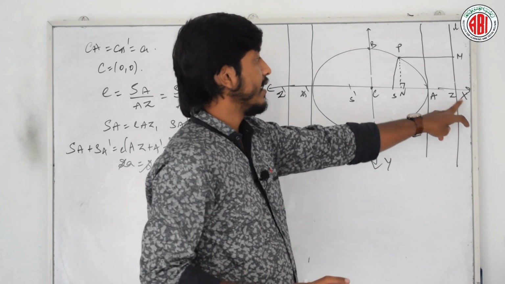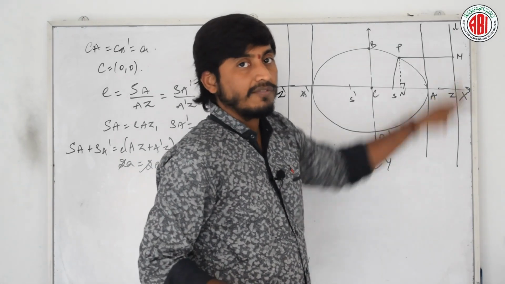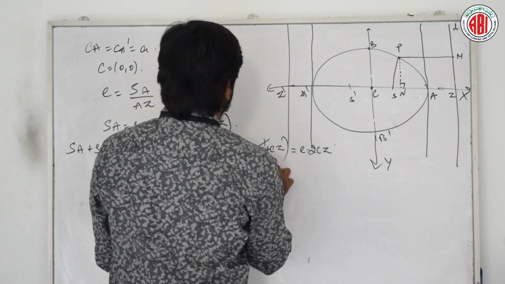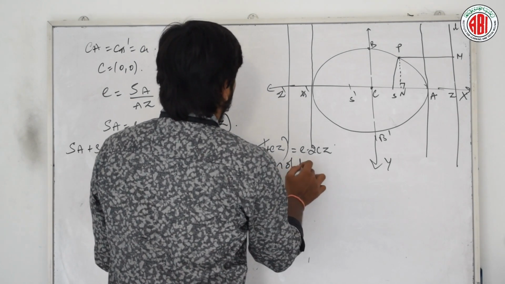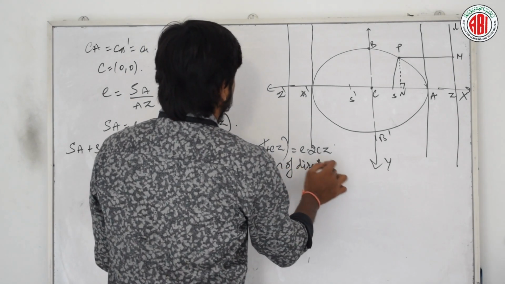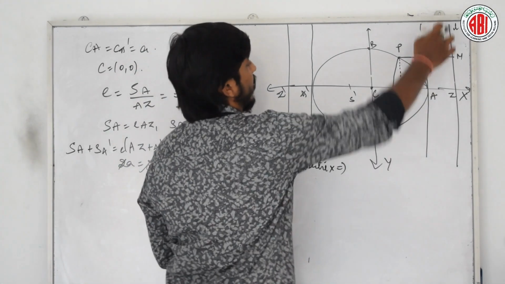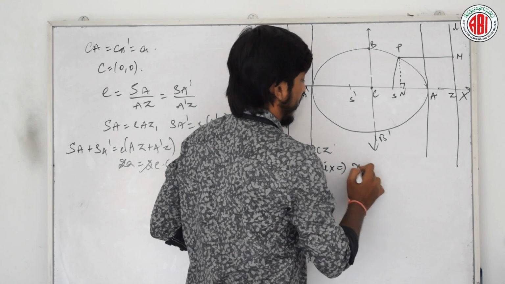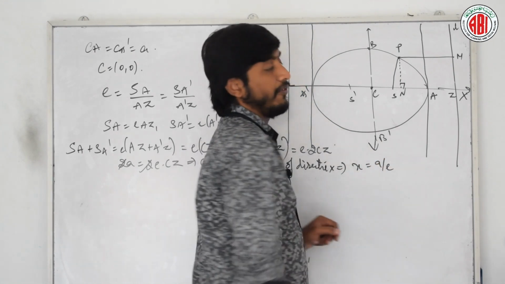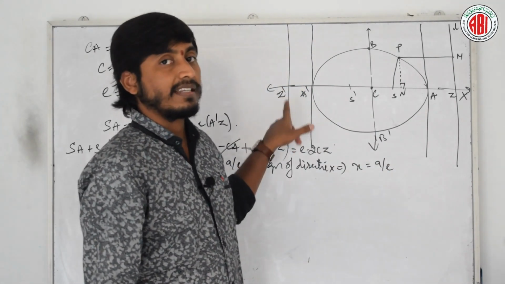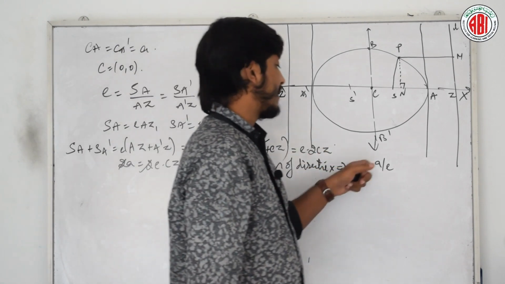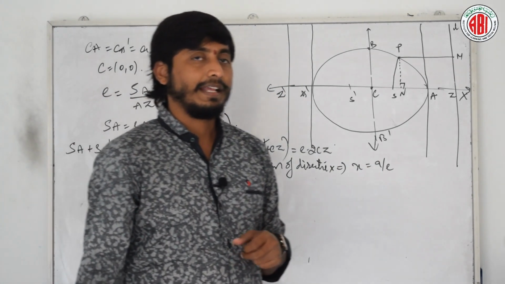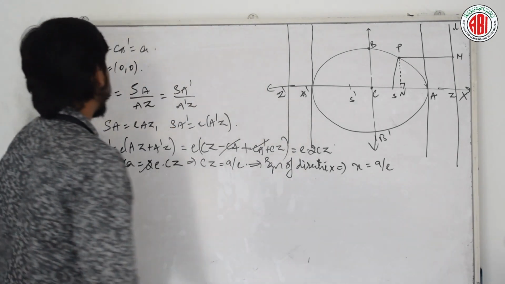This point is (a by e, 0). Obviously, what is the equation of the directrix? From this I can write the equation of the directrix, on the x-axis. Let me write it neatly: x is equal to a by e. If I want to write the equation of both directrices, then it can be x equals plus or minus a by e. Is it right? Fine.